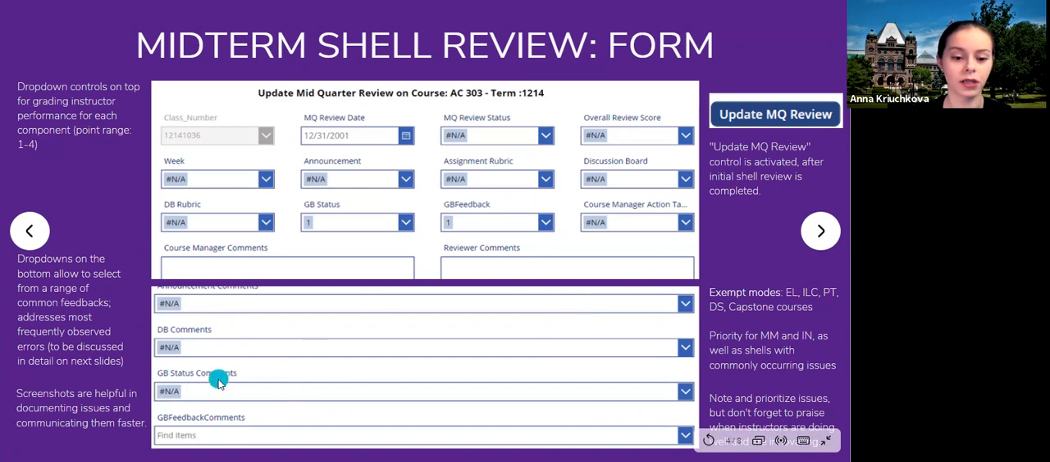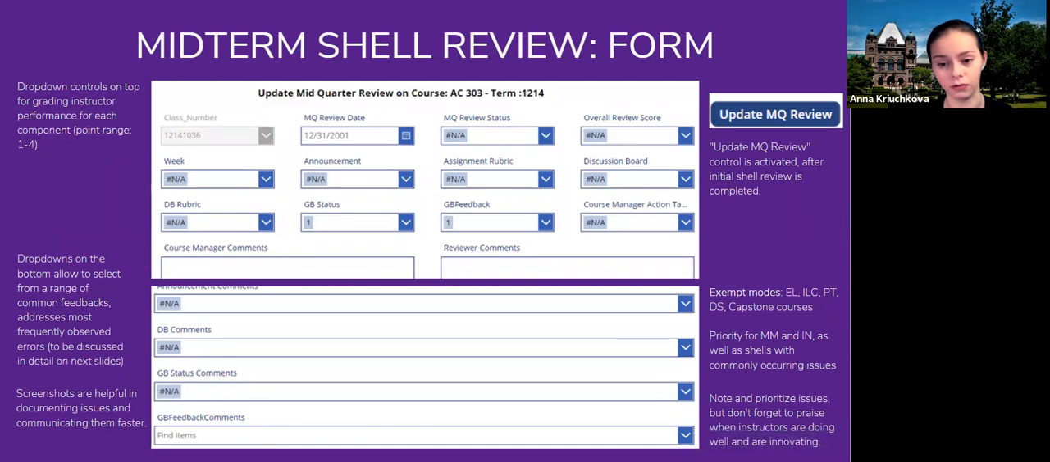Gradebook status comments, it's predominantly whether the gradebook is set at standard or whether the total grade column is outside of the standard amount of points. And the gradebook feedback comments predominantly target the use or absence of such for the rubrics and the feedback section.